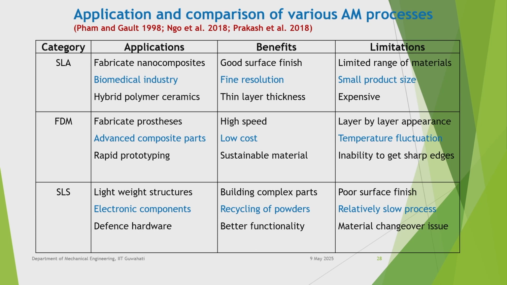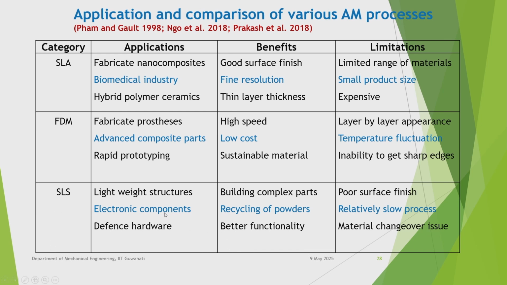FDM has become very popular, you can purchase a machine for, say, 5,000 to 10,000. It can fabricate prosthesis and polymer type of products, and it was used in rapid prototyping. It is high speed, low cost and sustainable material can be used, but the limitation is that the layer by layer appearance is visible, and it is not that precise and smooth. Temperature fluctuations are there, and there is inability to get sharp edges.